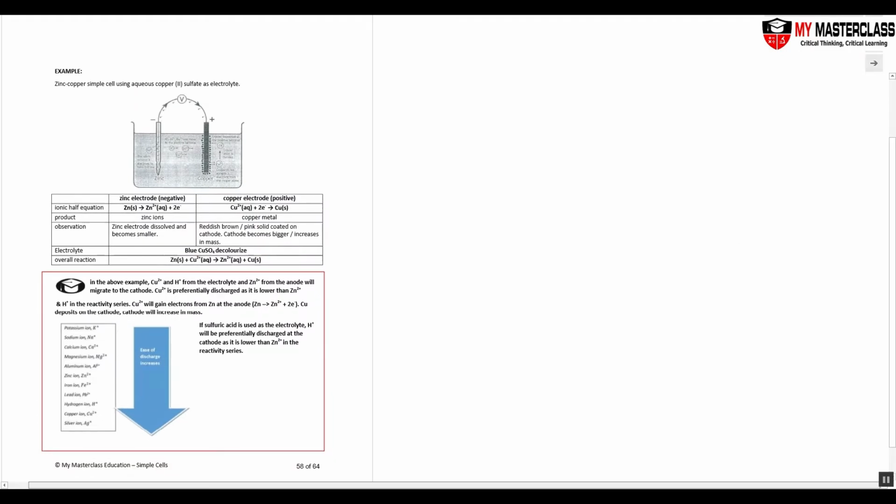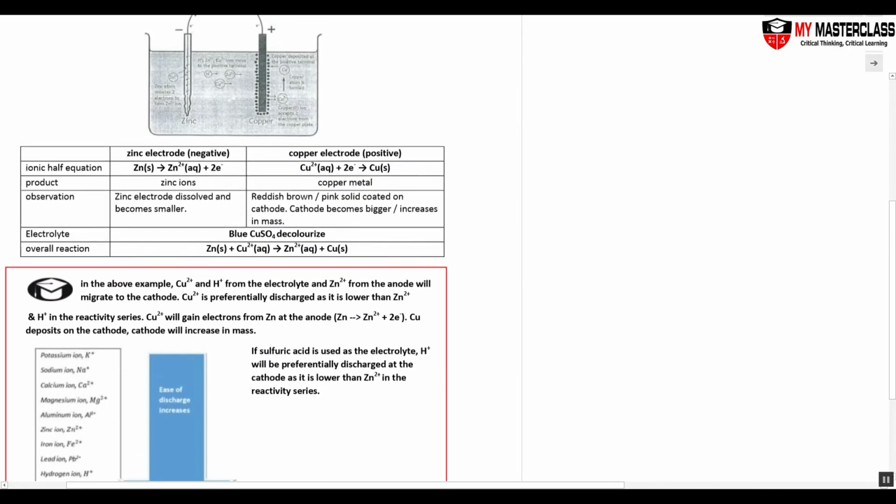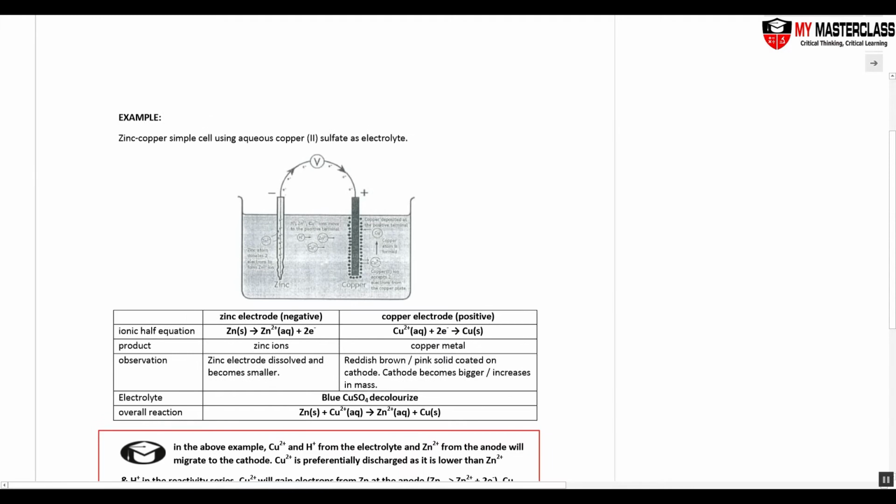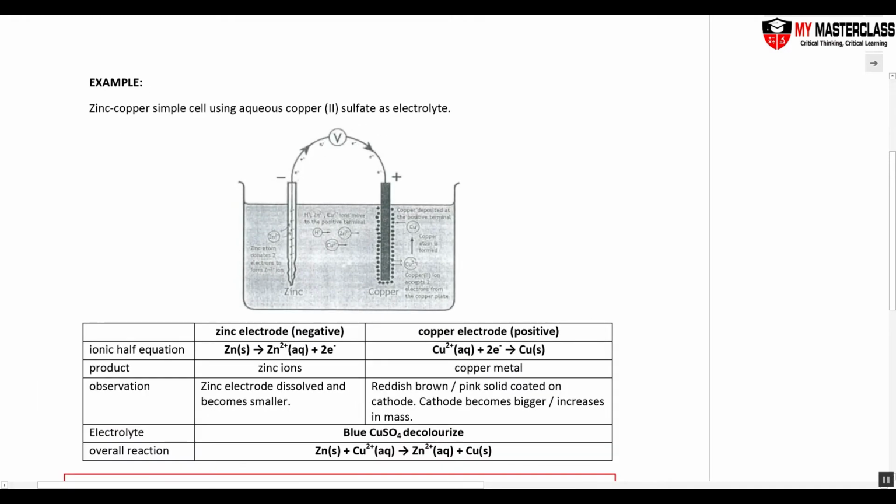Okay, in this example, let's look at it in detail. This is a simple cell. How do we know? Because first of all, this is a voltmeter. I have a more reactive zinc electrode and a less reactive copper electrode. So this is a simple cell, right?